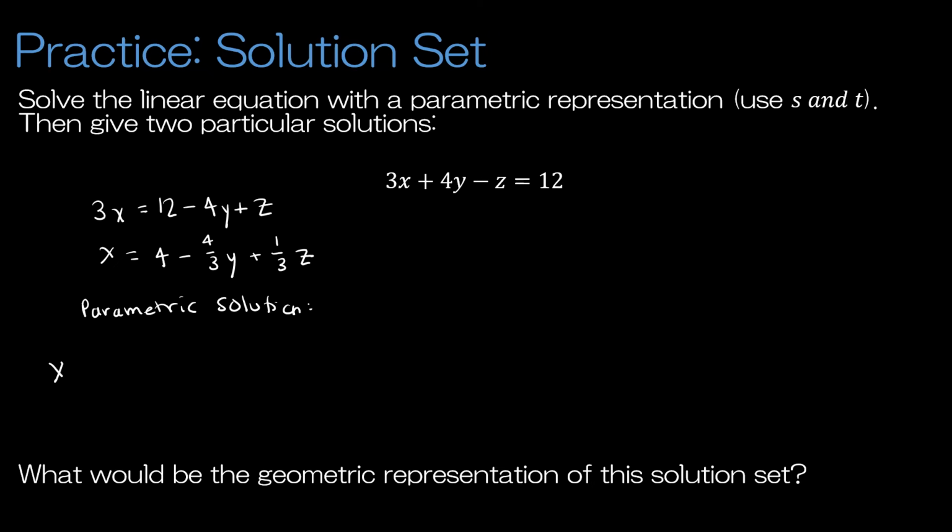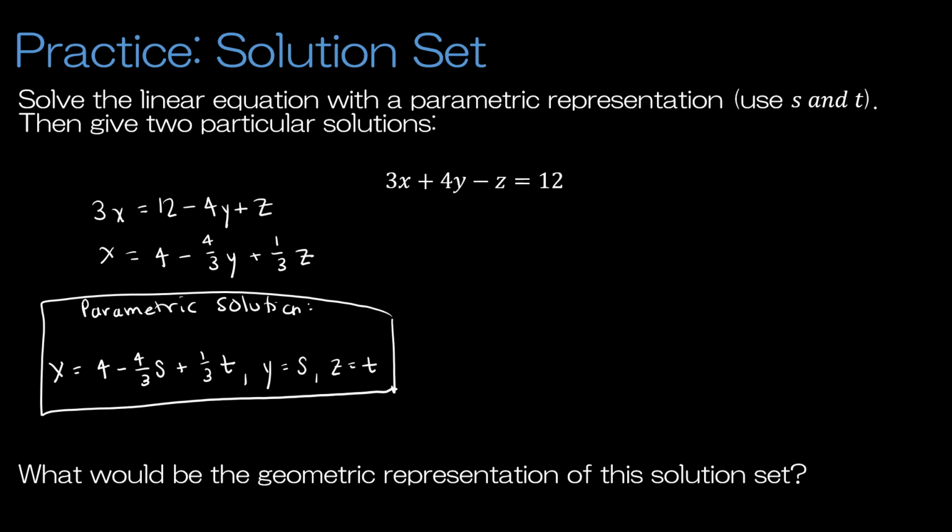That x is equal to 4 minus 4/3 s. So we're now going to use s and t because y and z are both going to be our free variables. So x = 4 - 4/3 s - 1/3 t, where y is equal to s and z is equal to t. This is my parametric solution. Two free variables, x is reliant upon the value of those free variables.